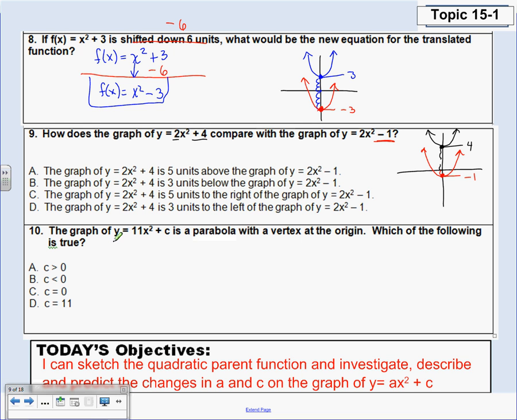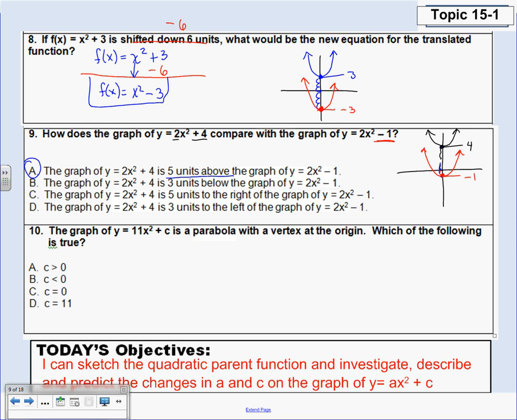We have the graph of 2x plus 4 is 5 units above the graph of 2x squared minus 1. So the key here is that it's 5 units above. Well, let's see. 2x plus 4 is above the minus 1. And if I was counting, it would be a total of 5 units. So A actually is the correct answer.